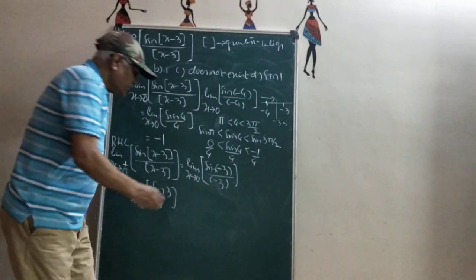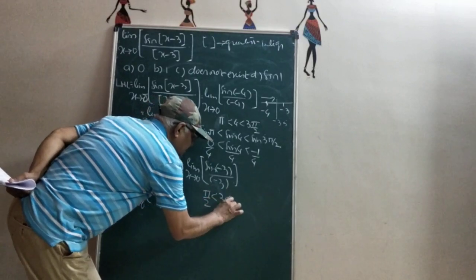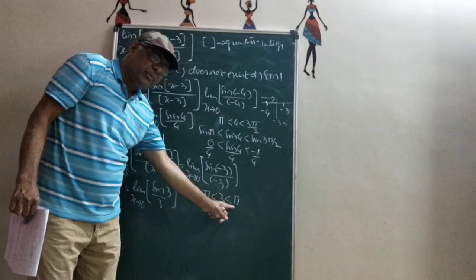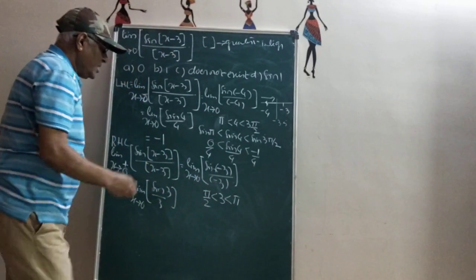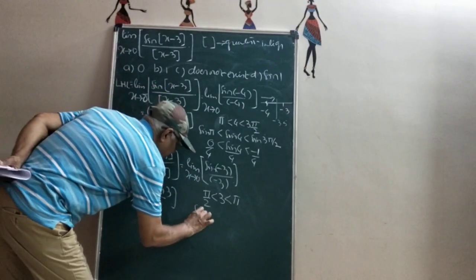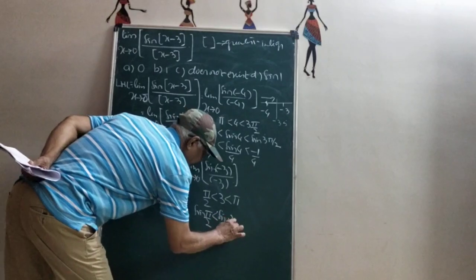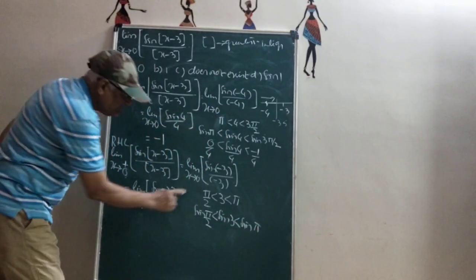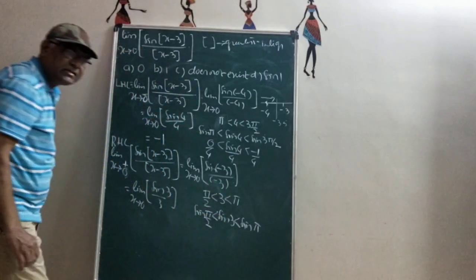3 is there. Shall we take pi by 2 is less than 3. 3 is less than pi. The value of pi is 3.142. So pi by 2 is less than 3. 3 is less than pi. Now apply the sine function. Sine pi by 2 is less than sine 3 is less than sine pi. Is it clear, students? Sine pi by 2 is less than sine 3. Sine 3 is less than sine pi.